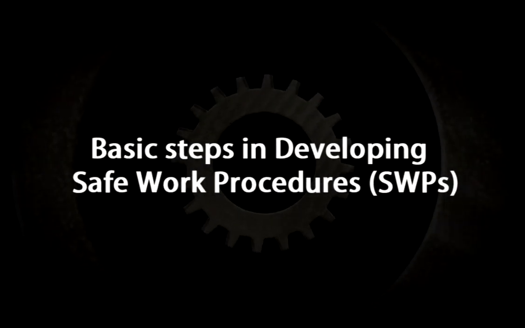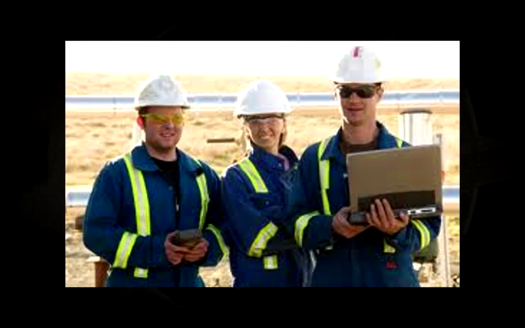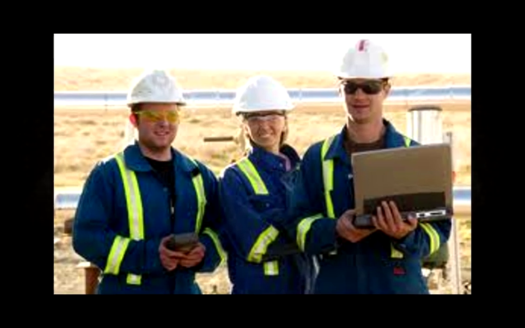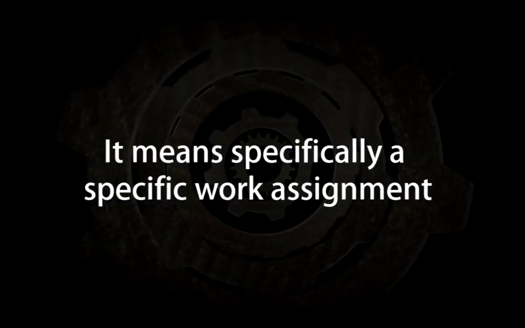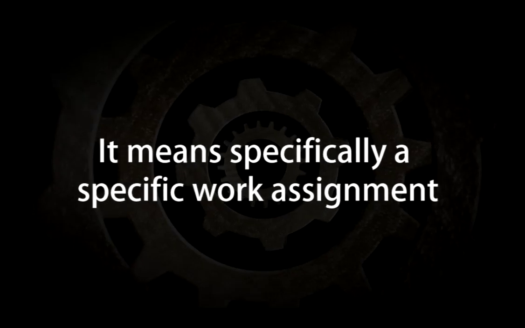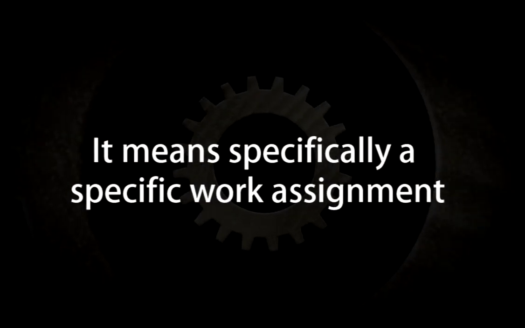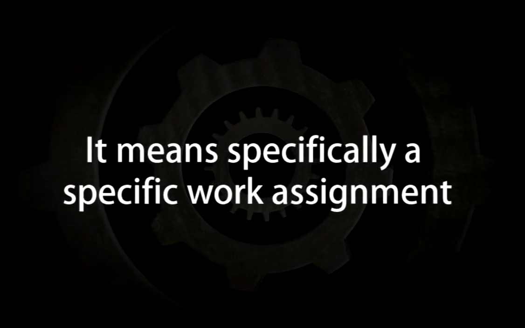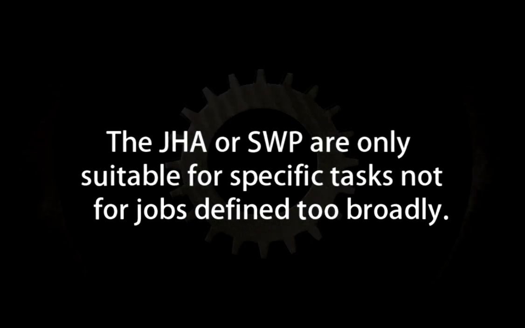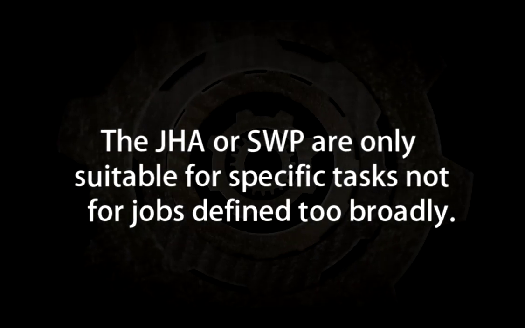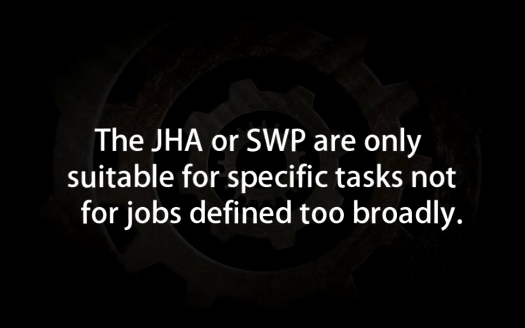Basic steps in developing safe work procedures. When developing safe work procedures, it is important to define what a job task is. It means specific work assignments, such as the excavation of a deep foundation, operating an overhead crane, or operating an air compressor. Hence, it is essential to note that job hazard analysis or safe work procedures are only suitable for specific tasks, not for jobs defined too broadly.